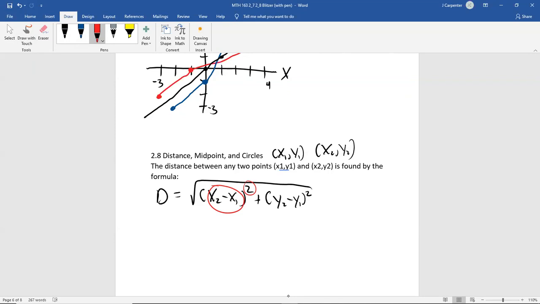So in fact, the order of the 2's and the 1's in both of these is arbitrary. Now remember I said with the slope formula, the order was arbitrary as long as you were consistent. Here, you don't even have to be consistent. You can do x2 minus x1 and y1 minus y2, and you won't even screw up. It's convenient.